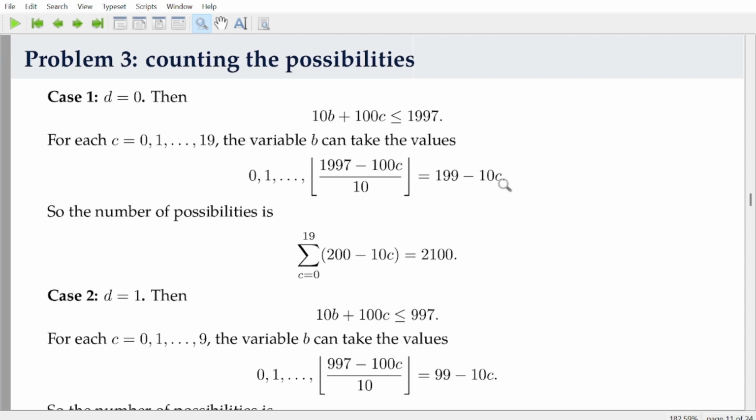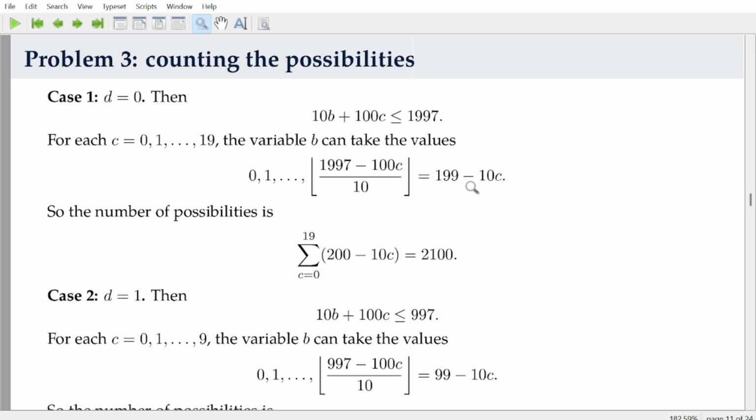This is a function of c. The number of possibilities that b can take depends on what c is, because that's going to change what the value on the left-hand side is. So that's going to force my b to be smaller and smaller, intuitively. So for each value of c, the number of options I have for b is going to be 200 minus 10c, because you also have 0 as well, so you have to add 1 to 199 minus 10c.